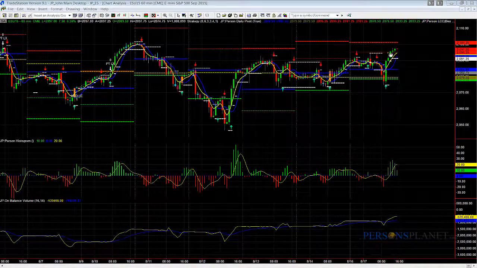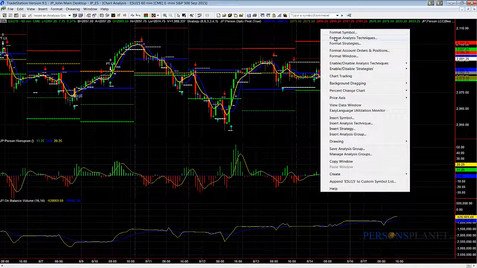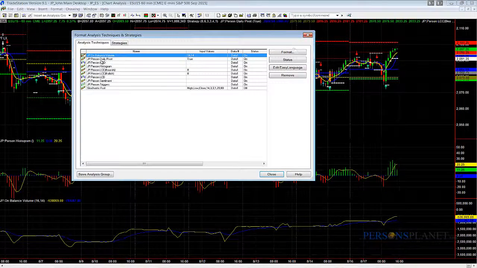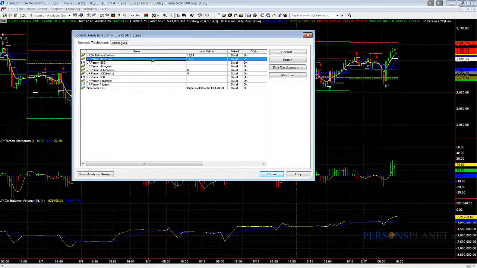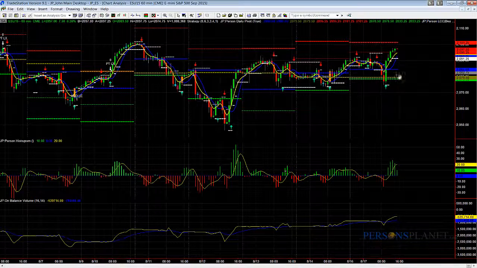So to demonstrate, let's pull up a 60-minute chart with person's daily pivots. How do we know that? Right-click, Format Analysis Technique, and you'll see person's daily pivots. All right. So we have the person's pivots, and you can see the blue is above the gold. Typically, blue above the gold means it's a bullish day.